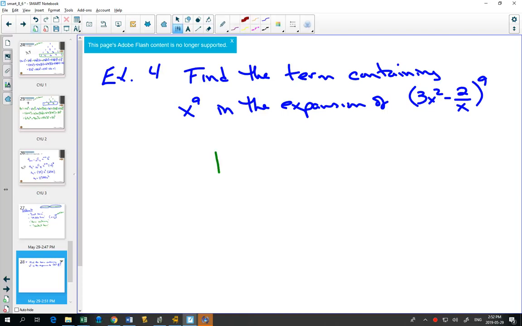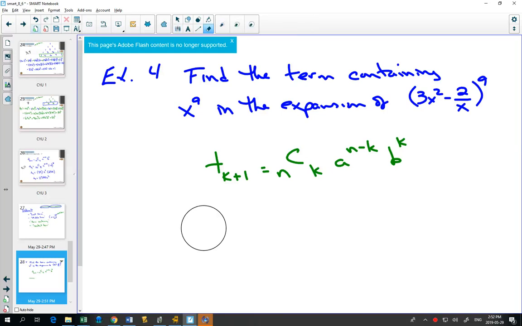Now, we have our formula for any term is n choose k, a to the n minus k, b to the k. The problem with this right now is we don't know which term it is. All we know is that it's going to be some number with an x to the 9. But because we don't know which term it is, we don't know k. Term k plus 1 is going to be something x to the 9. That's what we want. So that's going to be on the left-hand side.